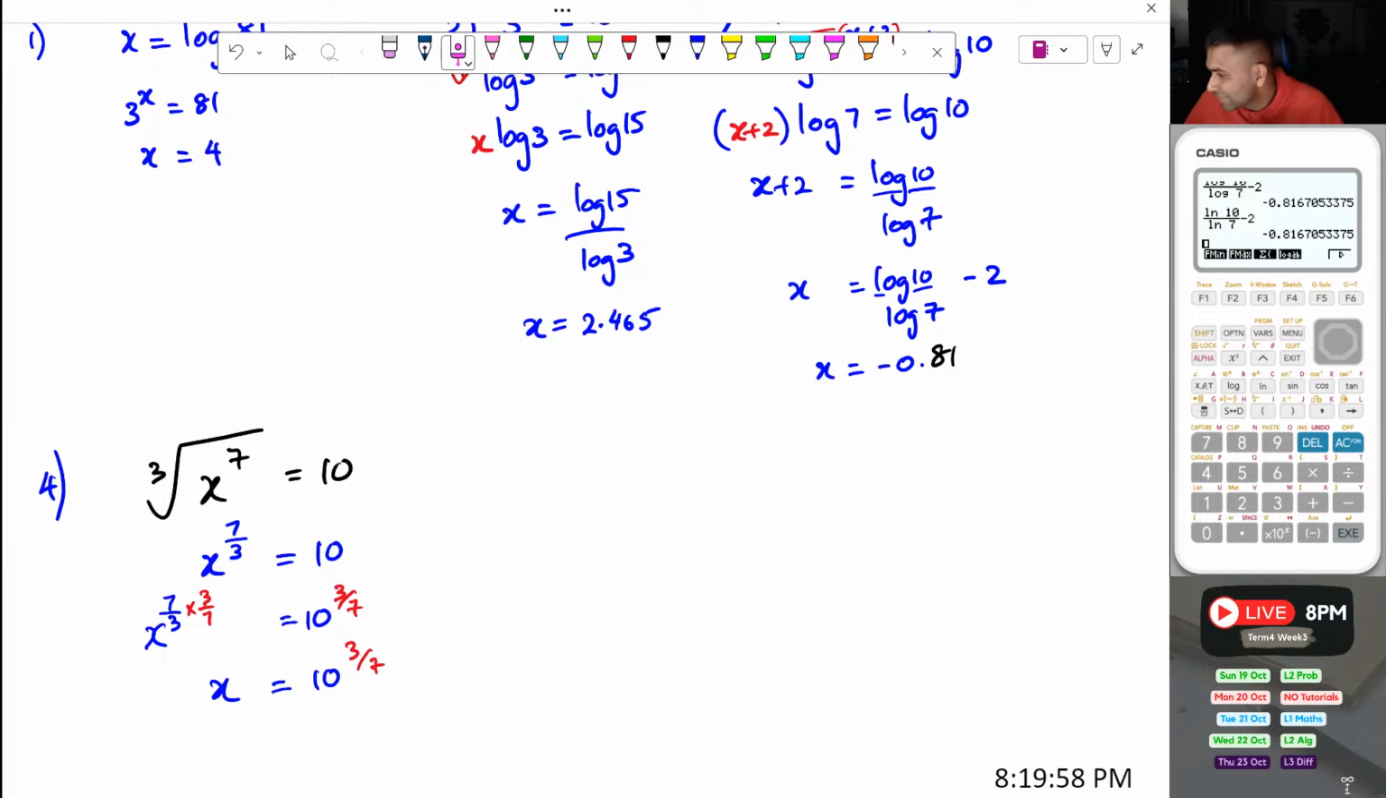Now you don't need to do anything like that. You can just flip it over straight away. So this just becomes 10 to the power of 3 over 7. And we're done. We get x is equal to 2.682 something.